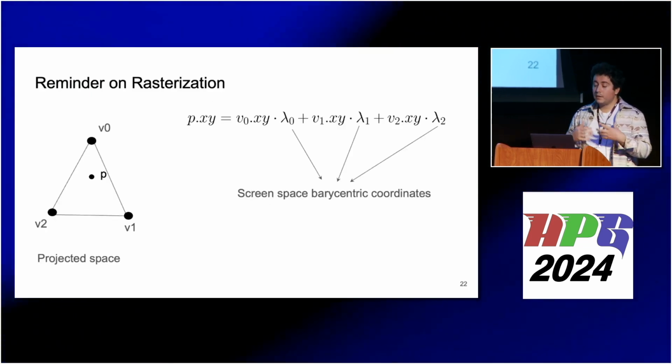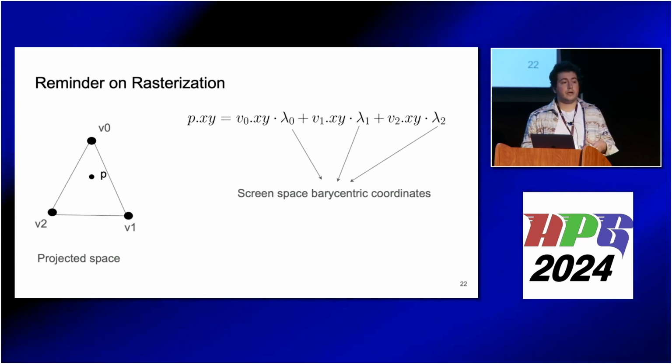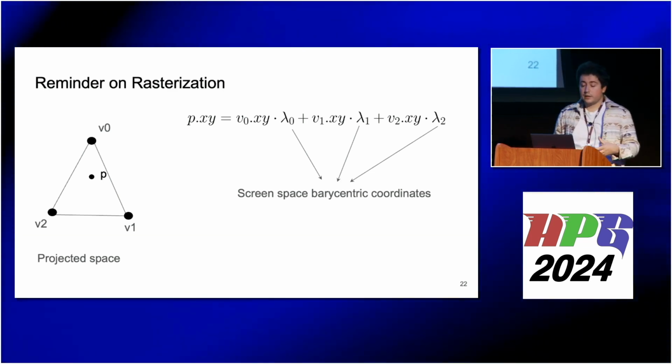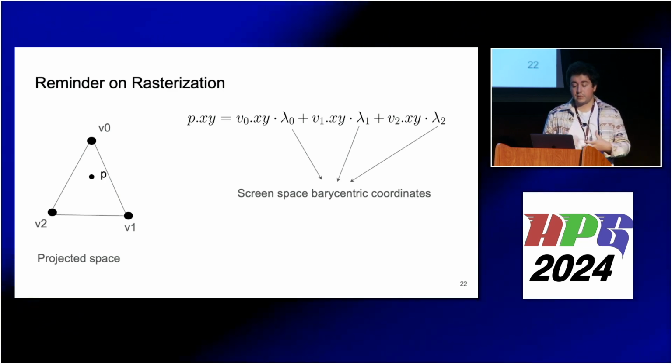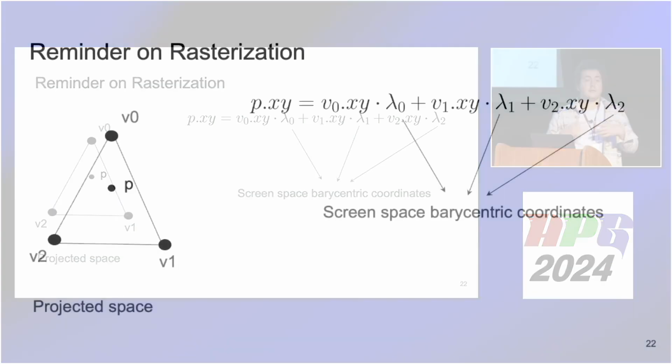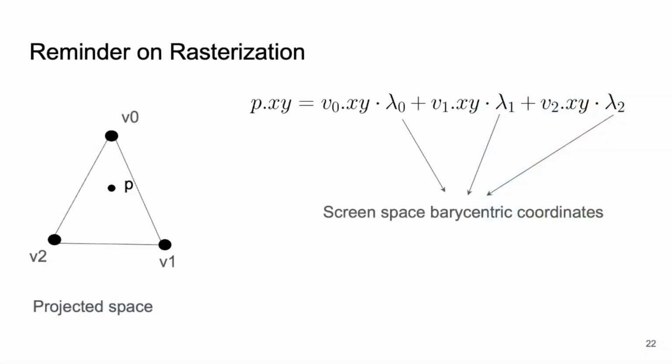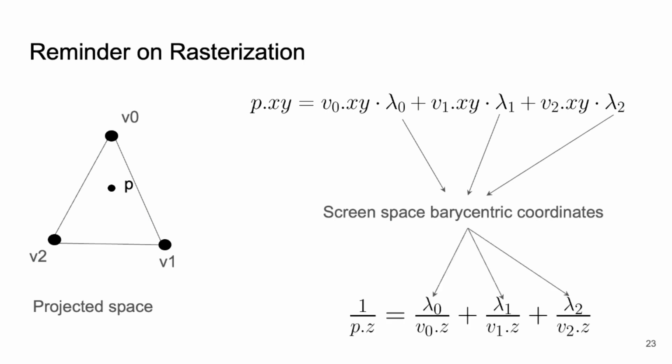So first, let's say we try to rasterize a single triangle. The rasterizer will, for every pixel on screen, try to decompose it into screen space barycentric coordinates that represent the position of the point with respect to the vertices. And then, using that, it will recompute the depth using a very similar equation, but using 1 over the depth. So now that we know that, can we actually generate depth intervals?